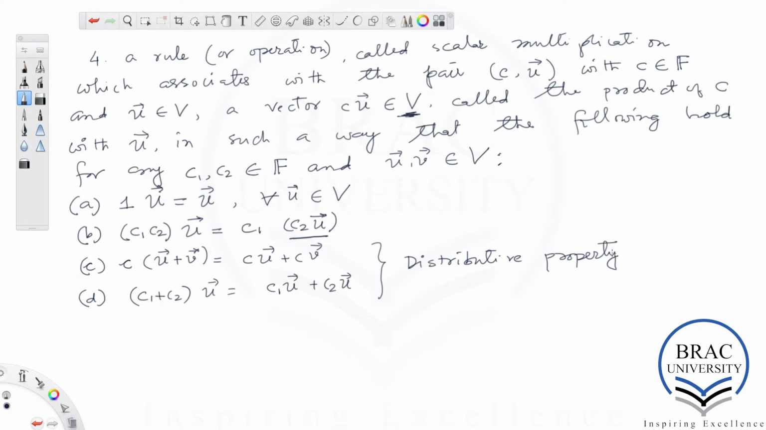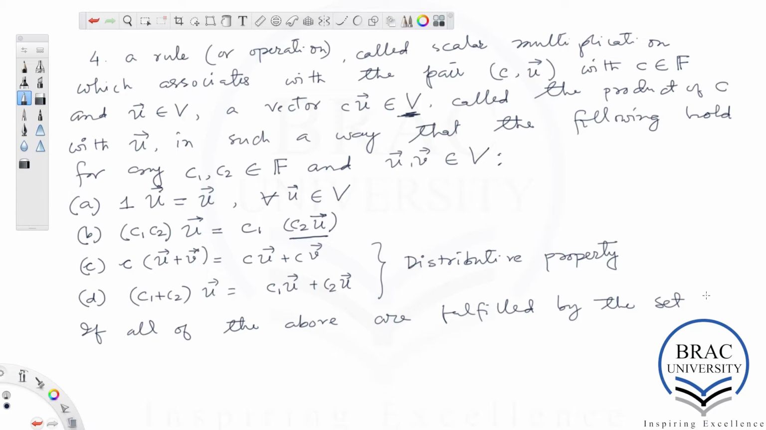Okay. Now, if all of the above are fulfilled by the set, so there are two constituents, remember. Number one was the field F, and number two was the set V.